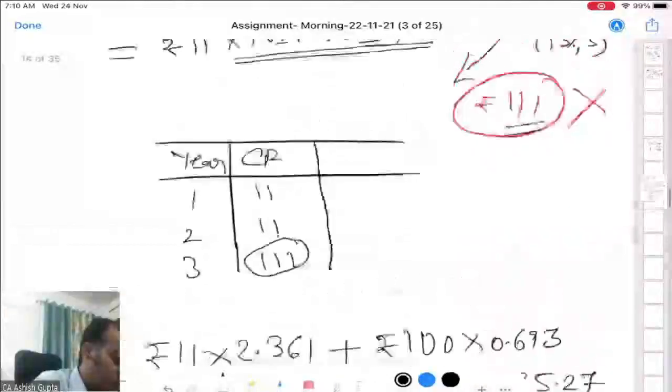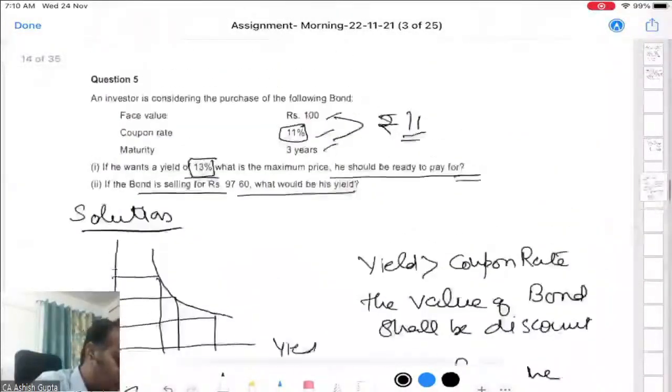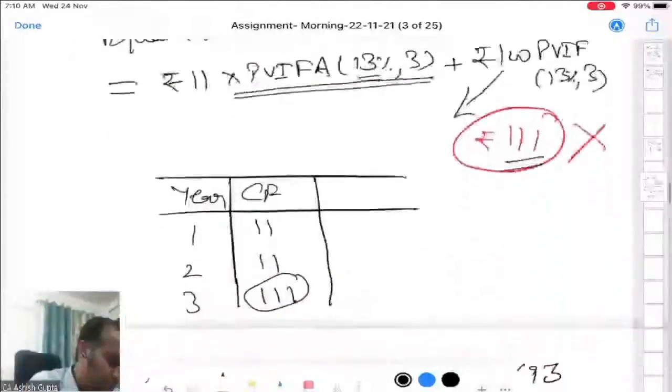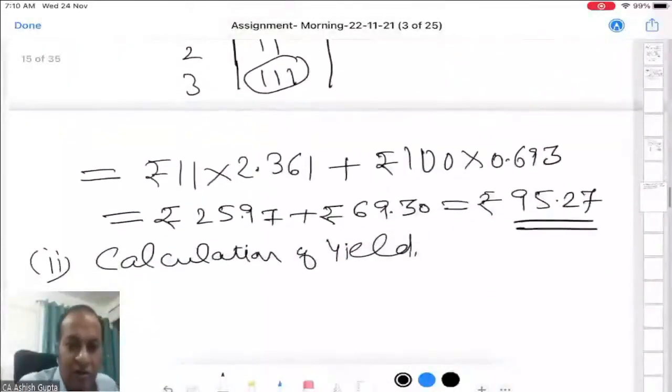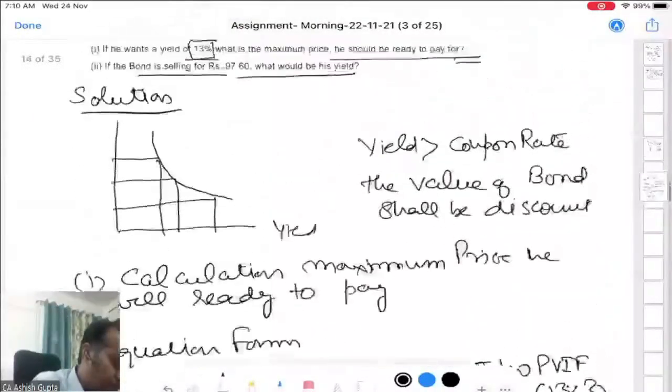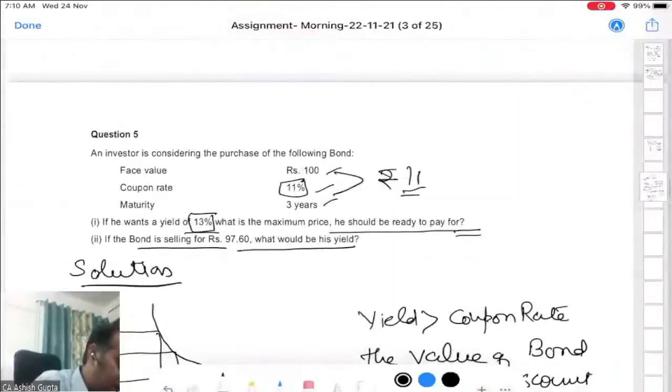Okay, student. Now here we have to assume some arbitrary rate. Very good. Yes, your answer is correct. Naveen, Harshad, very good. Now, student, when the bond is selling at 97.60, here we have to assume some rate arbitrarily.